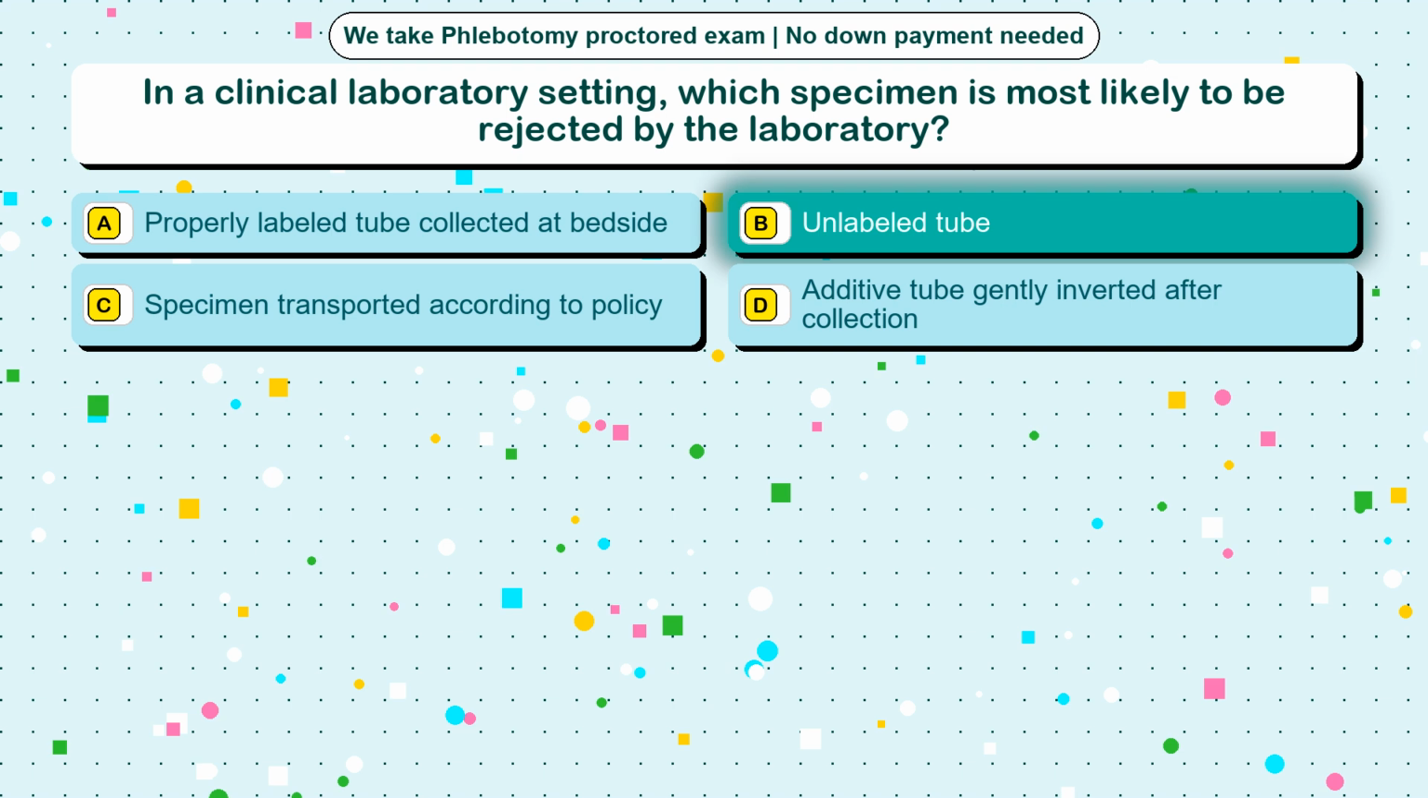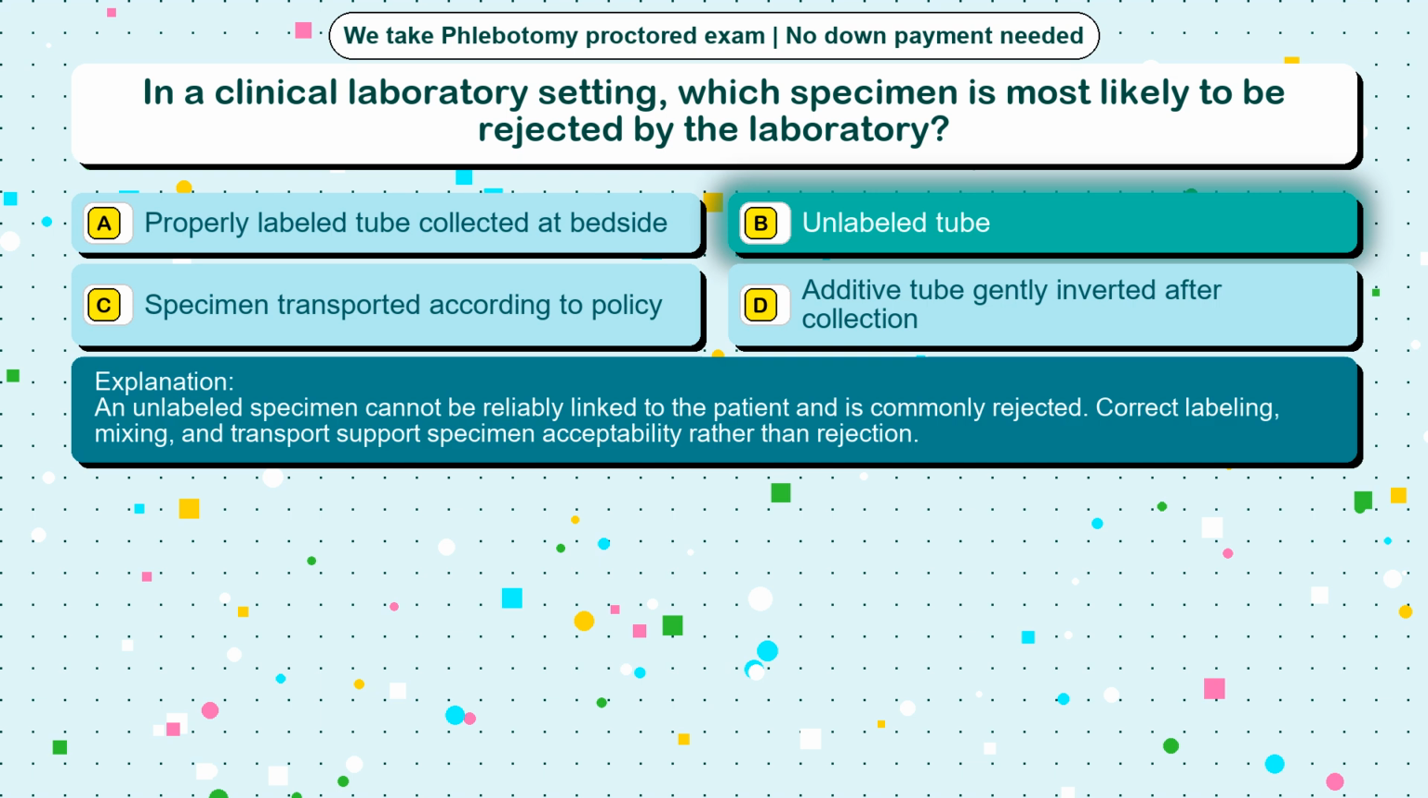The correct answer is option B, unlabeled tube. An unlabeled specimen cannot be reliably linked to the patient and is commonly rejected. Correct labeling, mixing, and transport support specimen acceptability rather than rejection.